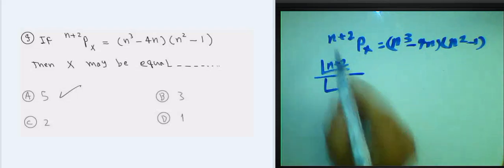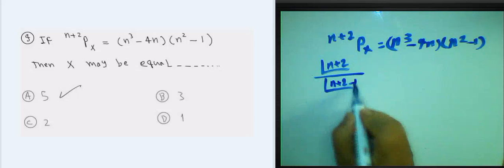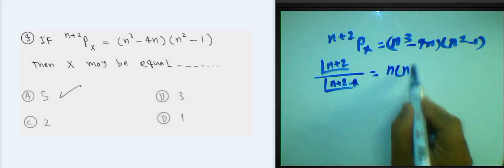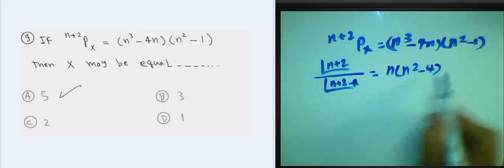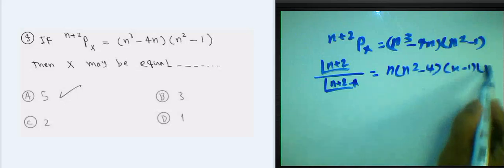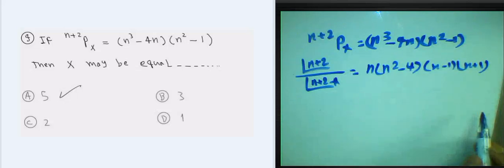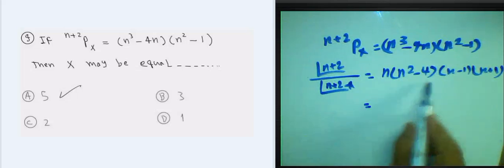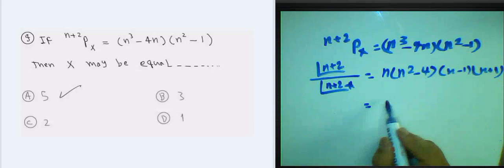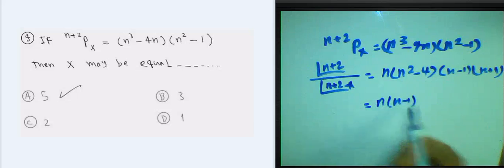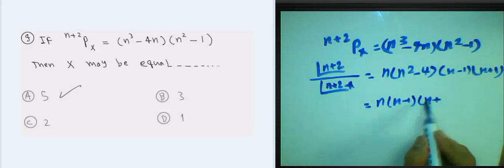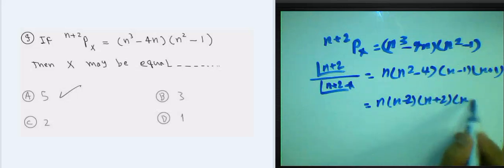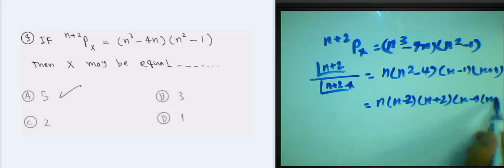The difference between n plus 2 minus x, and here we can write the coefficient between them to be n power 2 minus 4, and here n minus 1 multiplied by n plus 1. And here we can factorize this expansion: n and n minus 1 and n minus 2, sorry, n minus 2 and n plus 2, and here n minus 1 and here n plus 1.